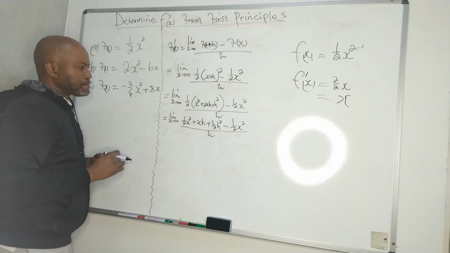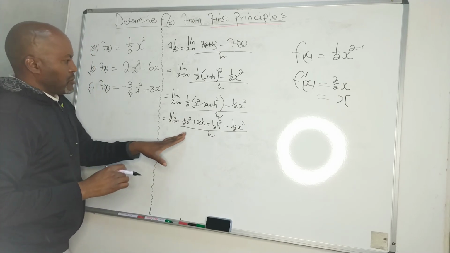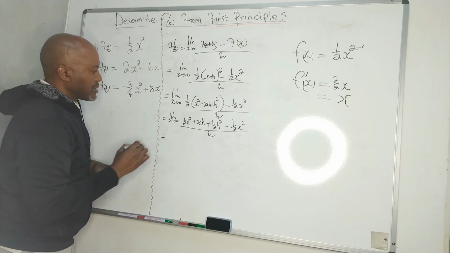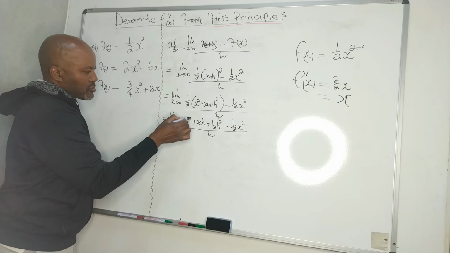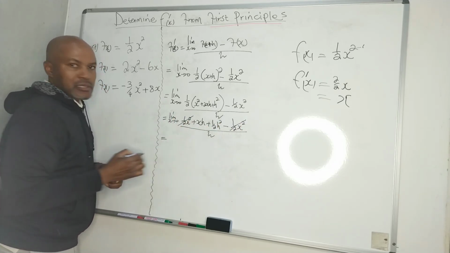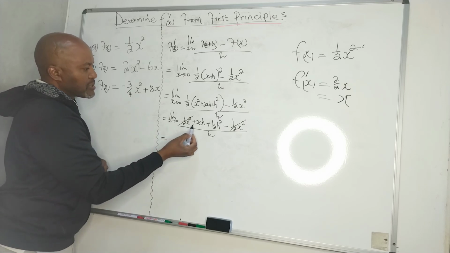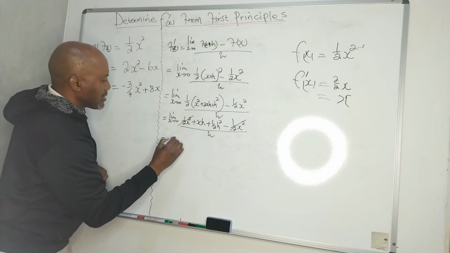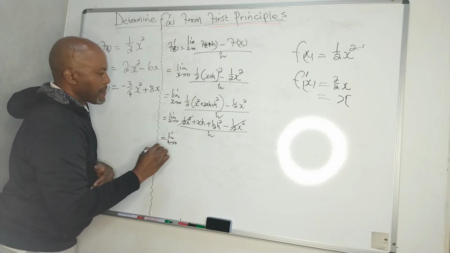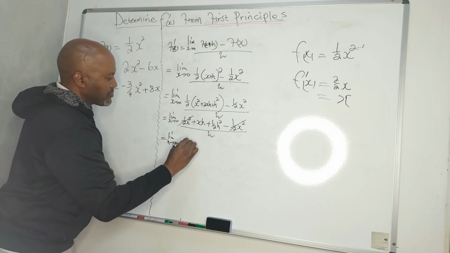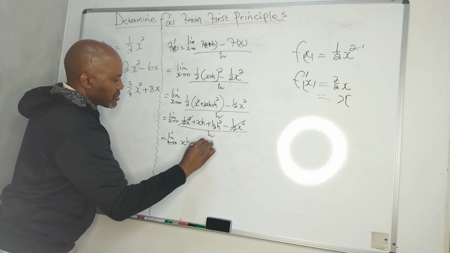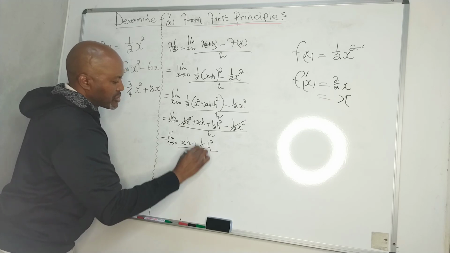Okay, now if it's like this, you can see now. Okay, let's go to the next step. The next step, 1 over 2 x squared will cancel that one. Then you are left with this one, which is the limit as h approaches 0 of xh plus 1 over 2 h squared, all over h.